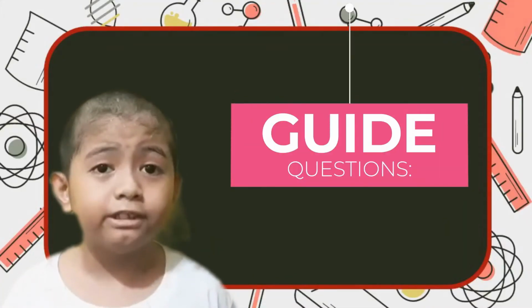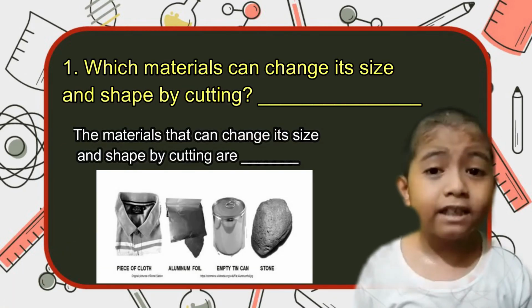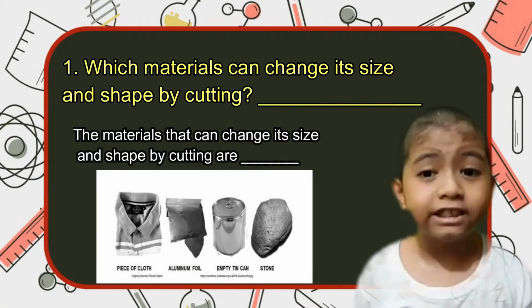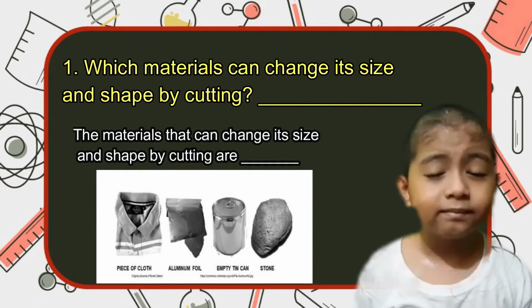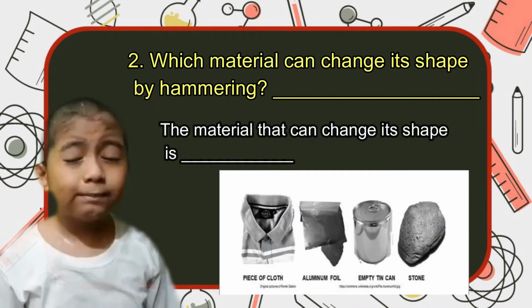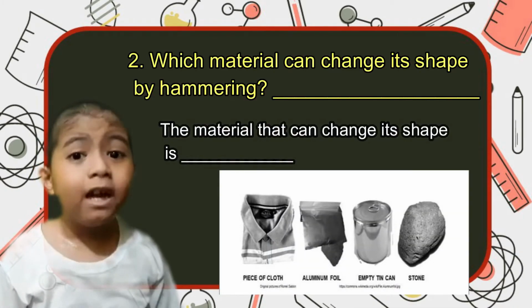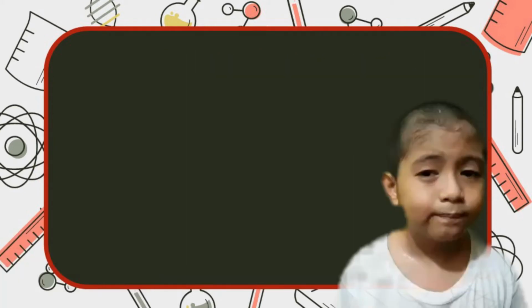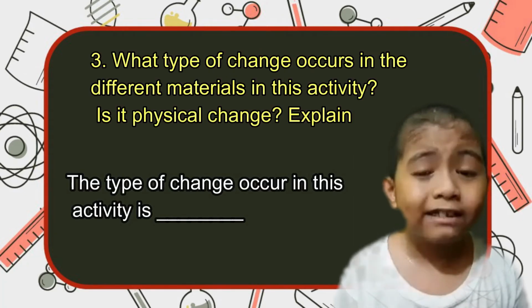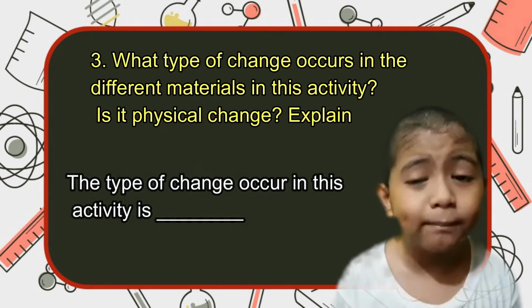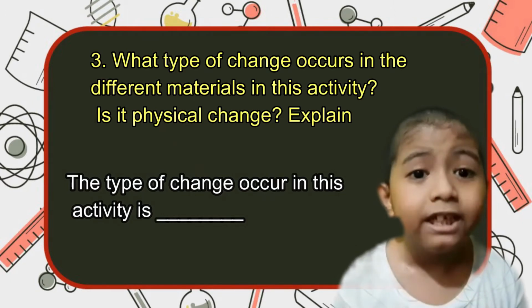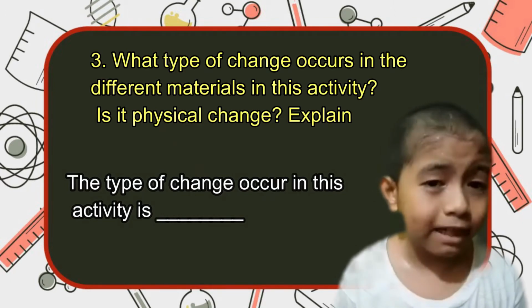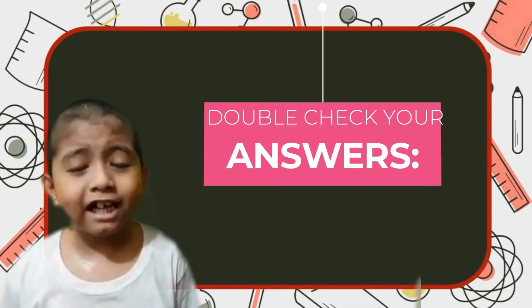Guide questions. Number 1. Which materials can change its size and shape by cutting? Number 2. Which material can change its shape by hammering? Number 3. What type of change occurs in the different materials in this activity? Is it physical change? Explain. Double check your answers.